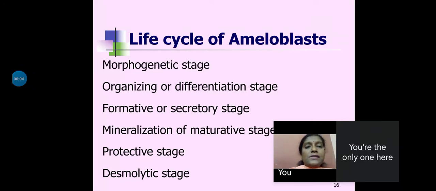Hello students, today I will be taking a class on the life cycle of ameloblast. There are six stages in the life cycle of ameloblasts. Going in the order, the first one is the morphogenetic stage, the second one is the organizing or the differentiating stage, then it is the formative or the secretory stage, mineralization or maturative stage, protective stage and desmolytic stage.